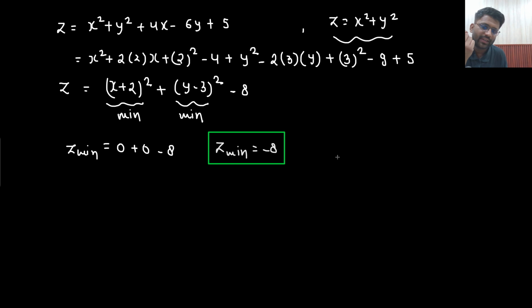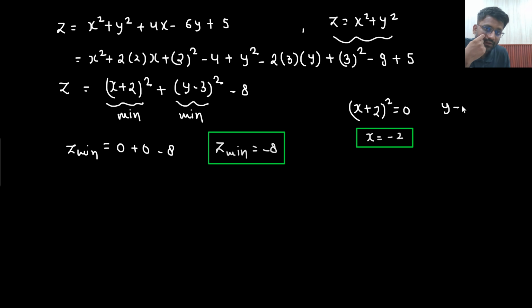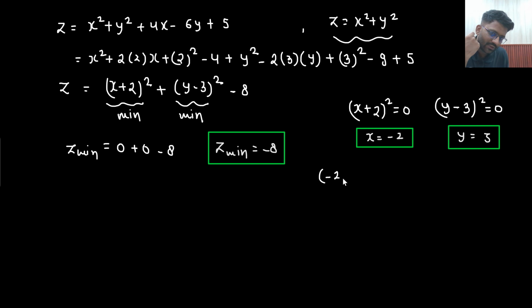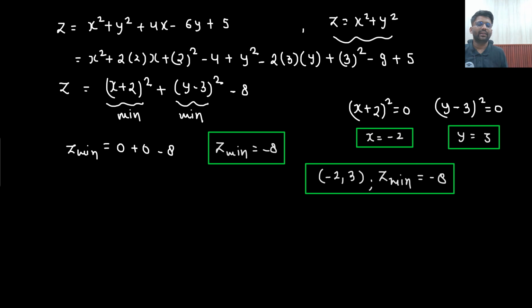What will be the minimum value of z? That will be minus 8. And when will it occur? When your x plus 2 whole square is 0, that means x has to be minus 2. And when your y minus 3 whole square equals 0, that means y has to be 3. So what did you understand? That at the point minus 2 comma 3, you will get the minimum value of z, which is equal to minus 8. Without doing any calculation, you have understood that scenario here.